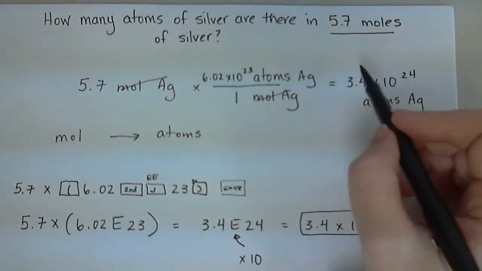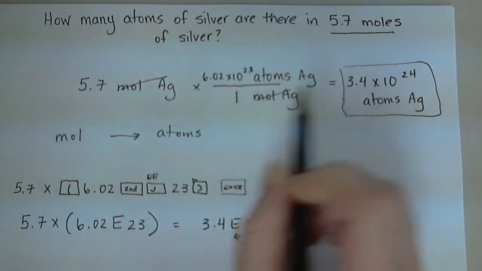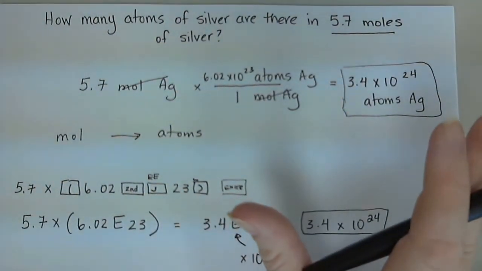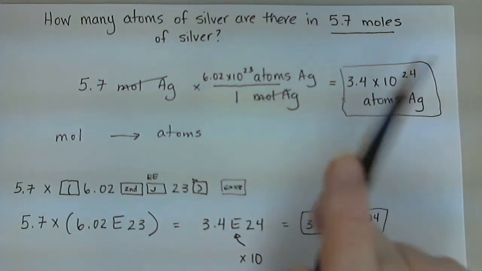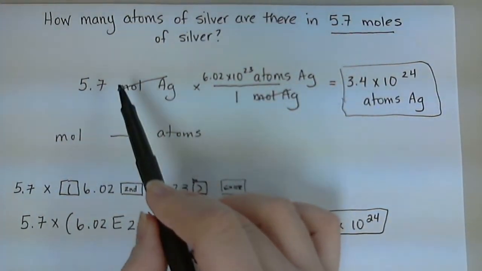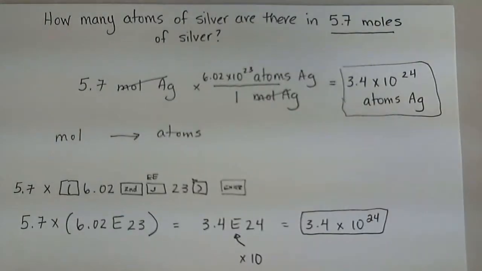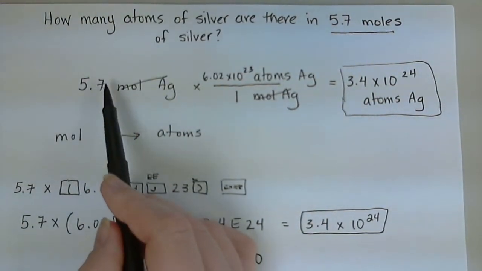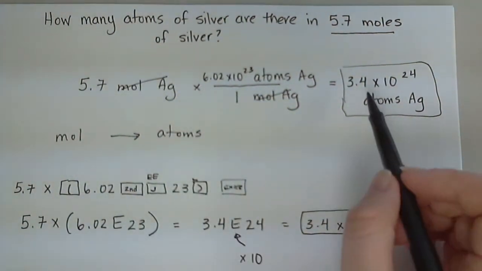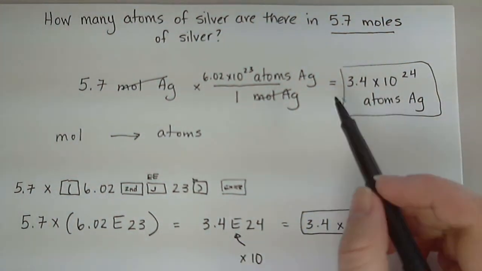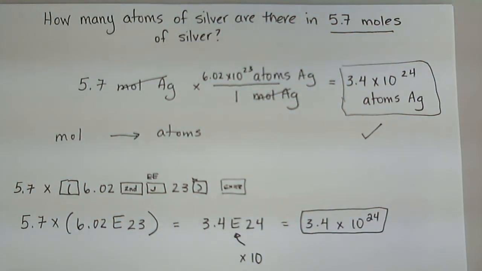Okay, so getting back to this, here's our answer. We'll notice that our units cancel, and we're left with the units we're looking for. Conceptually, you can pause here and ask yourself a question. We know that 1 mole of anything contains 6.02 times 10 to the 23rd of that thing, right? That's what we initially learned right here. 1 mole of atoms is 6.02 times 10 to the 23rd atoms. Because I'm starting with 5.7 moles, I should know in my head that I'm expecting my answer to be larger than 6.02 times 10 to the 23rd. And if you look, it is. So that's a good conceptual check that you can do.